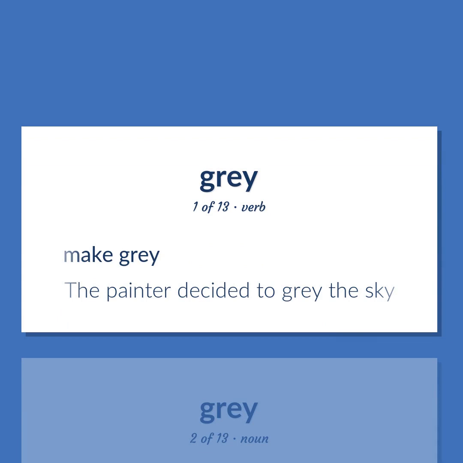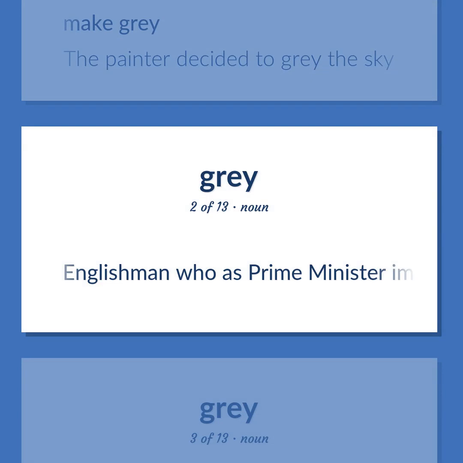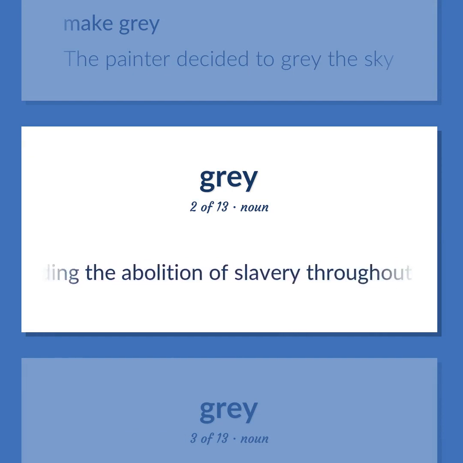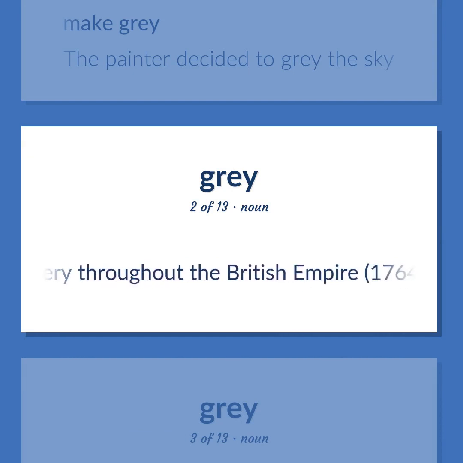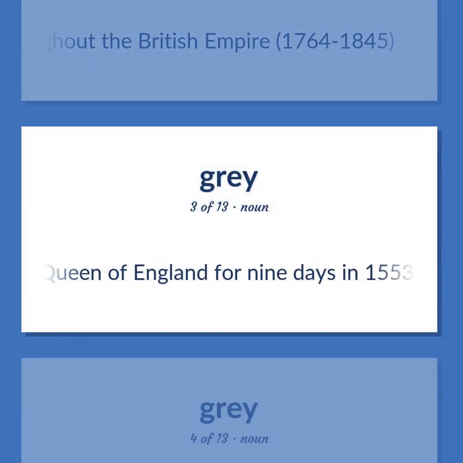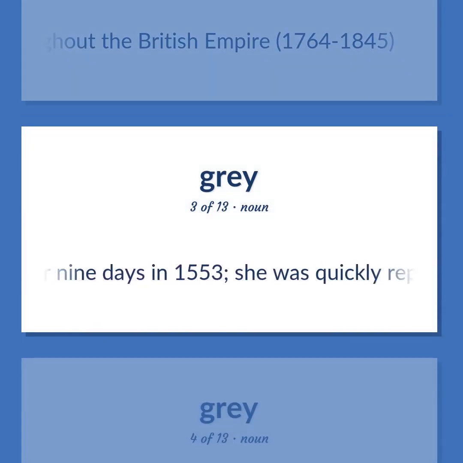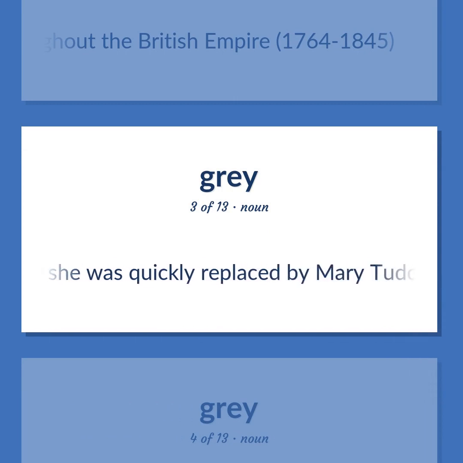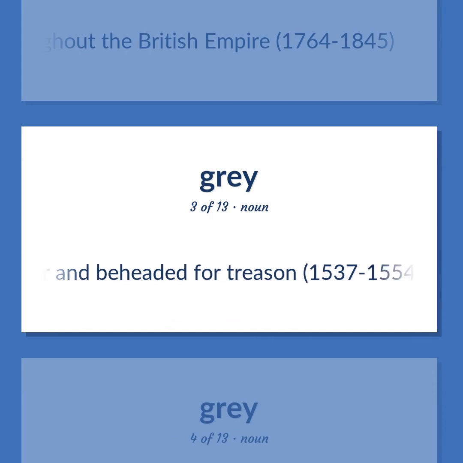Make gray. The painter decided to gray the sky. Englishman who as Prime Minister implemented social reforms including the abolition of slavery throughout the British Empire, 1764 to 1845. Queen of England for 9 days in 1553. She was quickly replaced by Mary Tudor and beheaded for treason, 1537 to 1554.